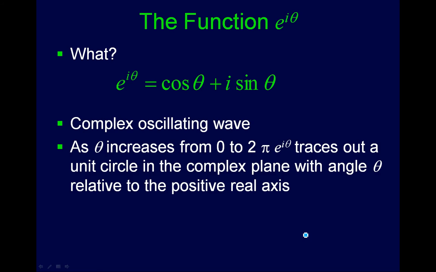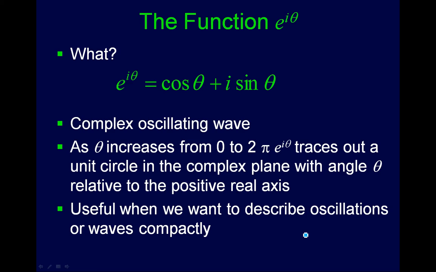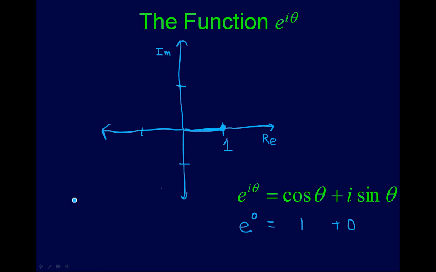And so what this really is, is a complex oscillating wave. So we'll show here in a second that as theta increases from 0 to 2 pi, e to the i theta traces out a unit circle in the complex plane with angle theta. So we'll show you what this means. But basically, this is very useful when we want to describe oscillations or waves very compactly, which in quantum mechanics we're going to want to do very often.